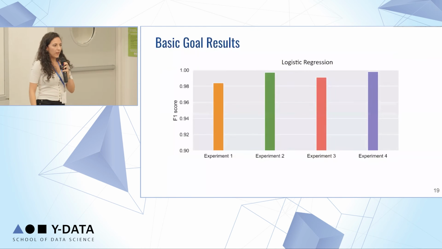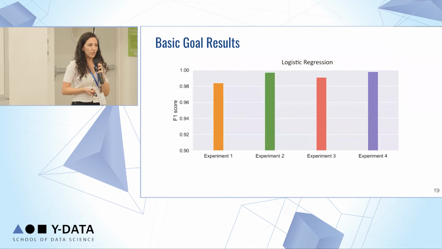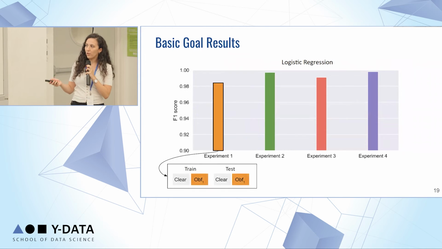for the basic goal, as we mentioned, we actually managed to reach quite good results quite quickly using a logistic regression model. And just to remind you, here we basically just use data from one obfuscator, split it into train and test. And we can see that the F1 score in all 4 of these experiments is over 98.